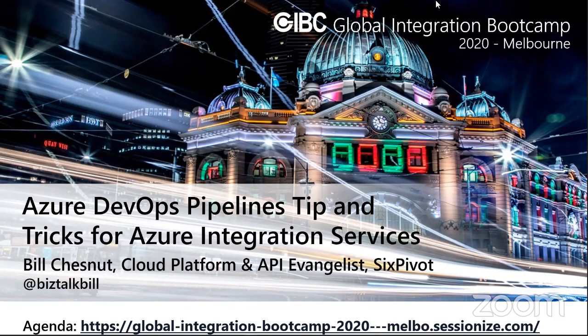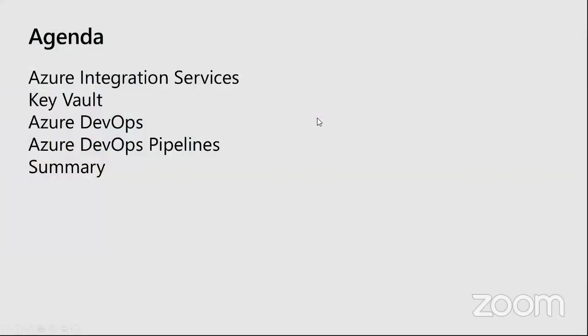Okay, so let's go ahead and get started. Basically, this is my Azure DevOps pipeline tips and tricks for Azure integration services. This is the same talk I gave at Ignite Tour. I just renamed it a little bit because it works out more as a tips and tricks talk. So we're going to talk a bit about Azure integration, the integration services, the Key Vault, Azure DevOps, Azure DevOps pipelines, and a little bit of summary at the end.